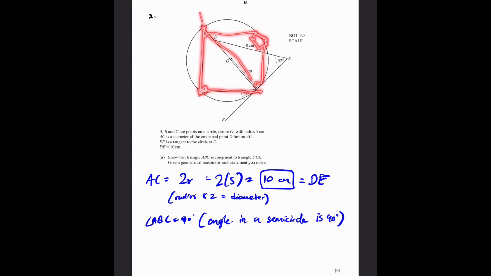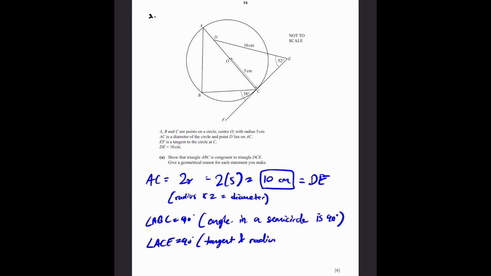There's also 90 here. Now, why is angle ACE 90 degrees? Angle ACE equals 90 degrees because the tangent and radius meet at 90 degrees. We have a tangent, which is FE or EF, and radius, which is OC. And they meet at C, which forms a right angle on both sides. And in this case, we care about this angle, which is 90. So just mark what we know, 90, 90, and AC is 10 centimeters.